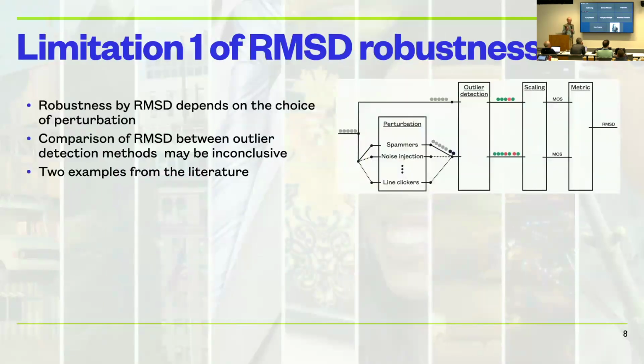But this has two limitations. The first limitation is that this robustness method depends on the choice of the perturbation. If you add spammers and compare two methods A and B, A may be more robust than B. But if you add line clickers, it might be the opposite. So which one should you take? Which one is more robust? You don't know. Actually, there are three examples here from the literature.